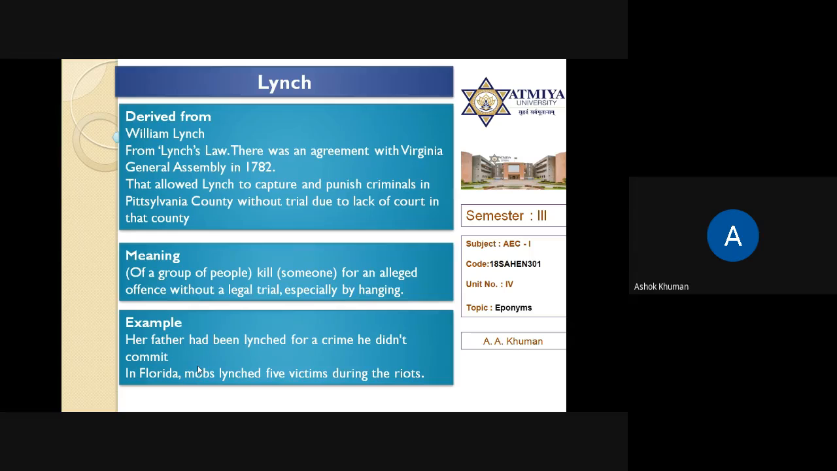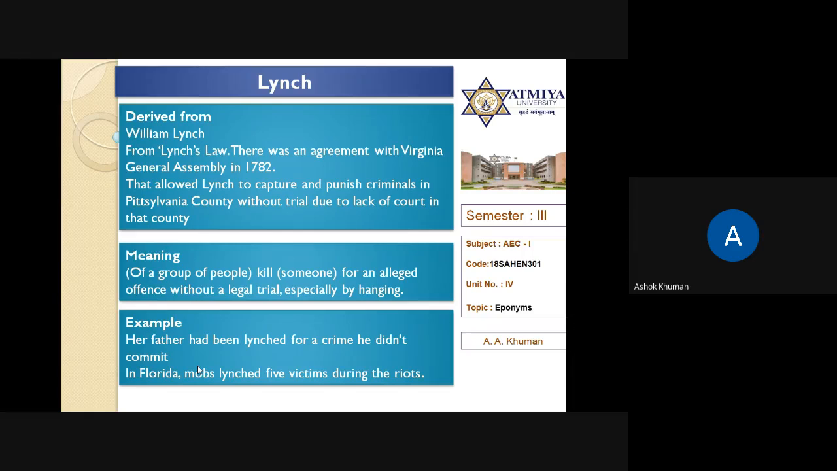Now lynching, very easy. Lynching means suppose anybody has committed a crime. In every nation there are laws and enforcement. We have justice in the constitution of a particular country. But lynching is when you kill somebody, a criminal, without any law, without a court trial, or without any legal procedure. That is called lynching.